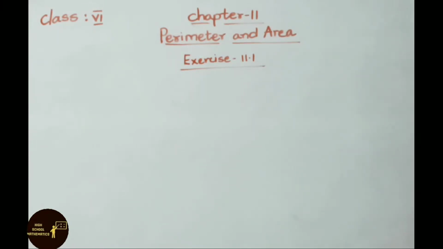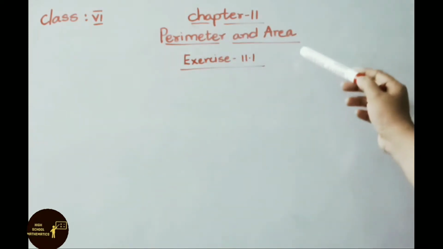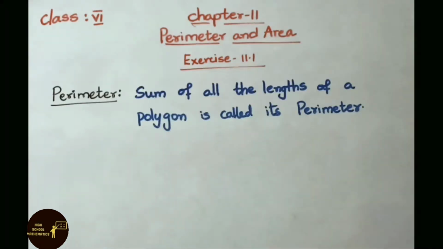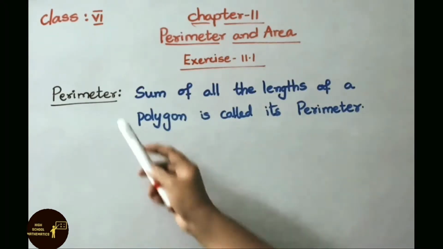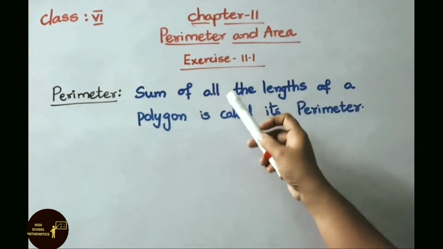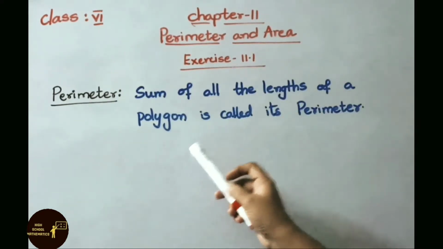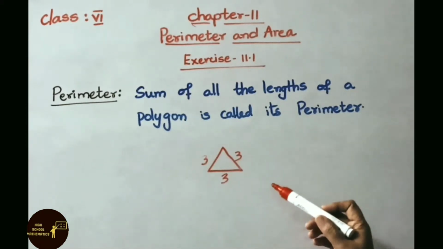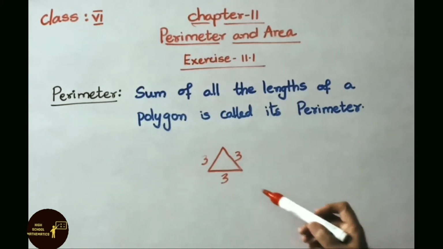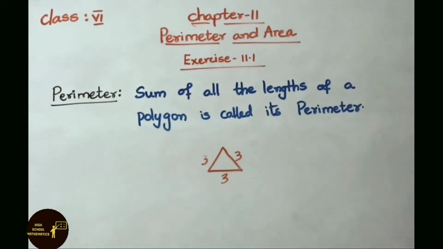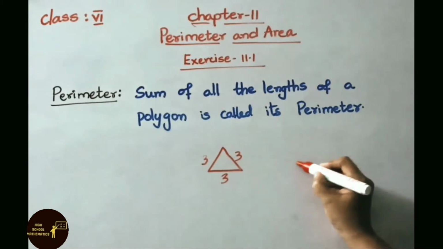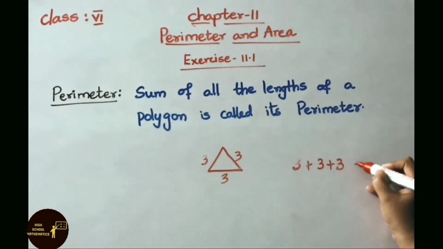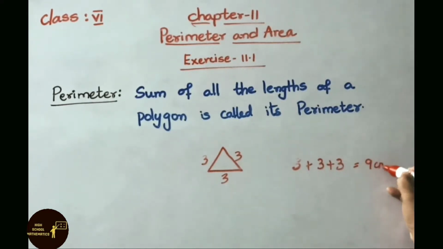Today we are going to learn Class 6 Chapter 11 Perimeter and Area Exercise 11.1. Let us see the definition. What is perimeter? Sum of all the lengths of a polygon is called its perimeter. If we want to find perimeter, we have to find sum of all the lengths of this polygon, that is 3 plus 3 plus 3, that equals to 9 centimeter.